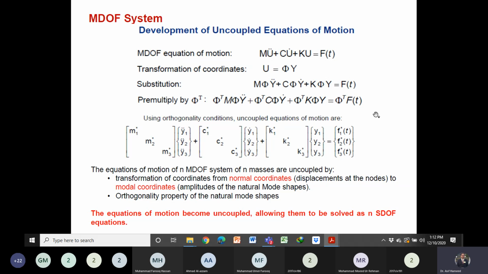The example which we discussed in the beginning was a 3 degree freedom system. The equations of motion were coupled. So by doing this transformation of the coordinates, and by using the orthogonal property, we will have 3 single degree freedom equations. They will be uncoupled.